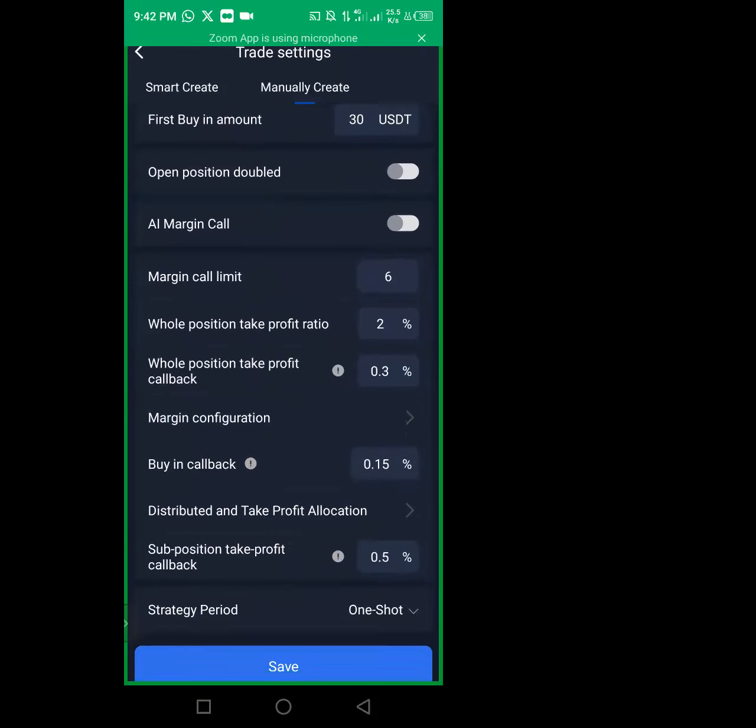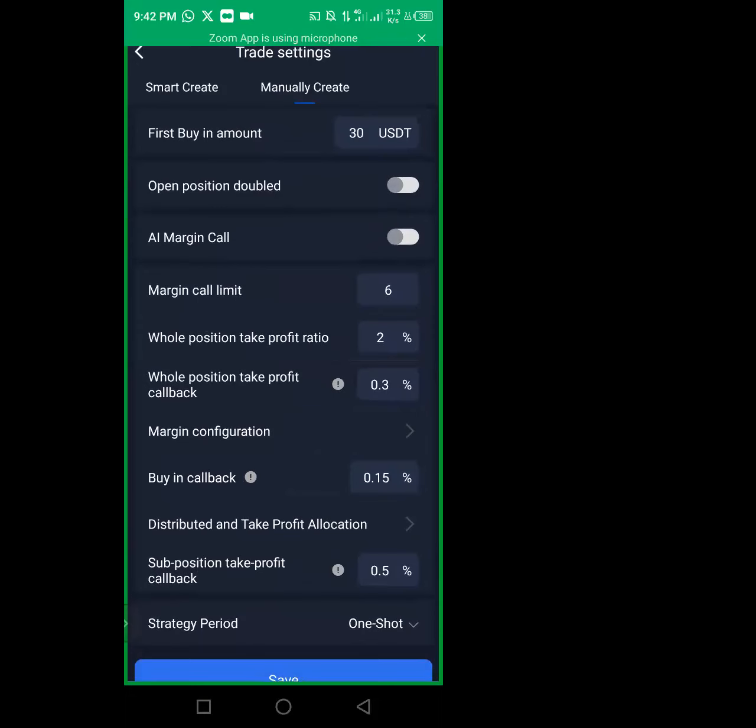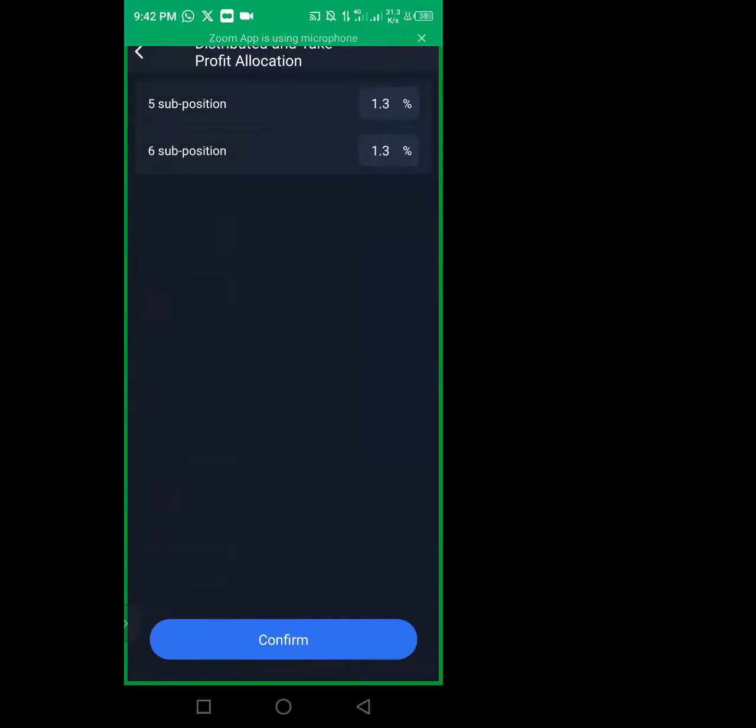So if you click on this distributed take profit allocation, you see that on this page you are not seeing margin 1, margin 2, margin 3, margin 4, because the robot only starts selling in sub-bin mode at margin 5, margin 6, and above. So now I can decide, the default is 1.3%.